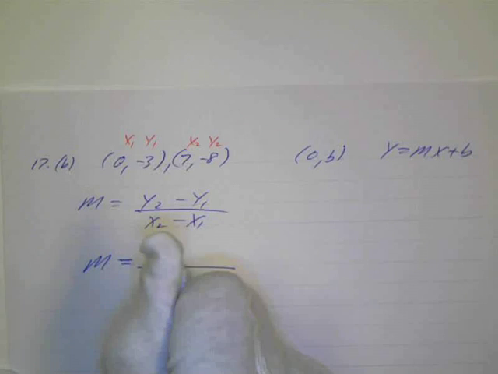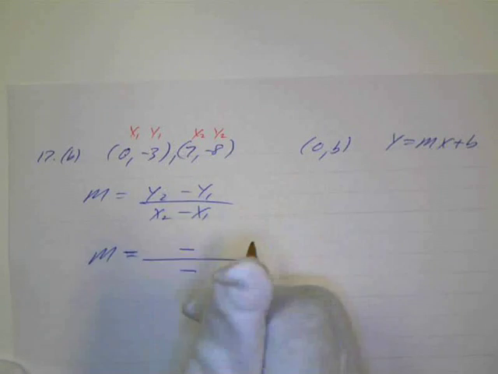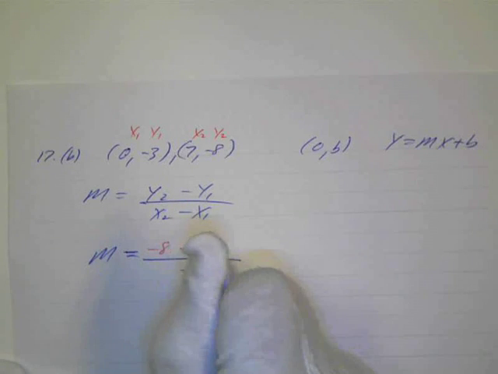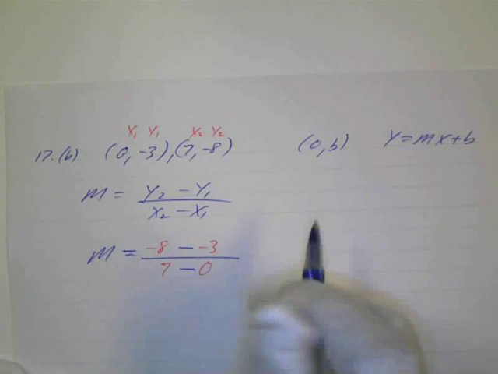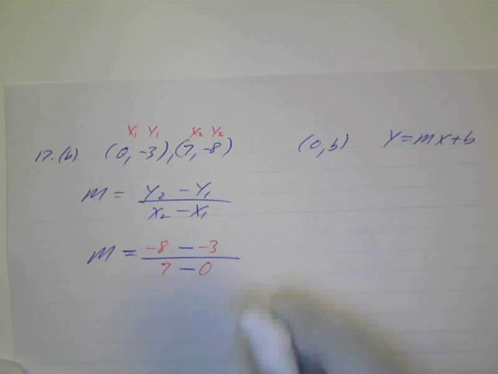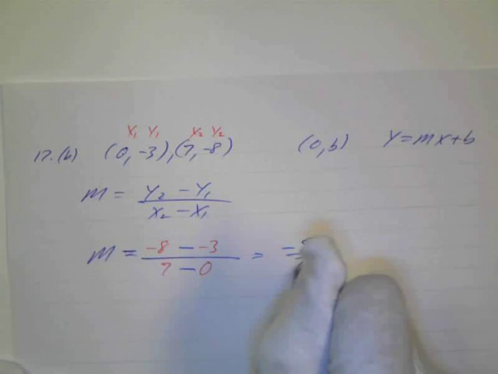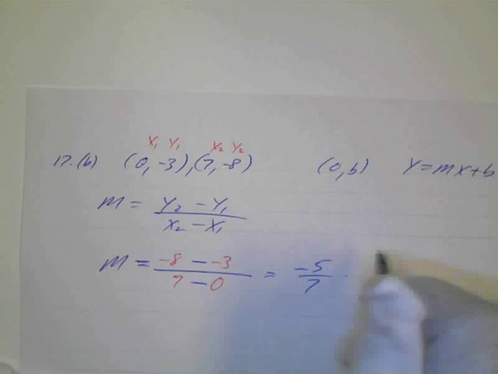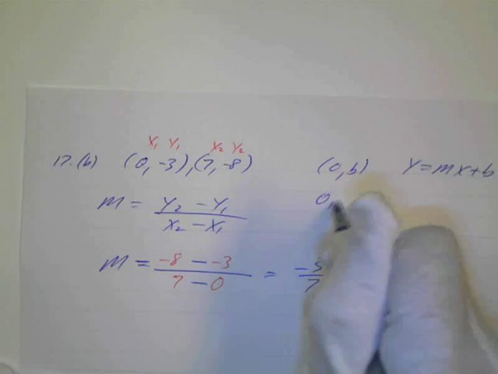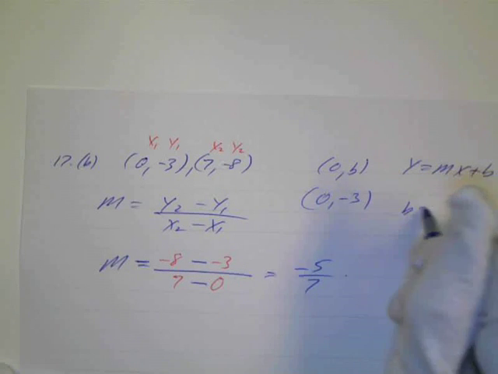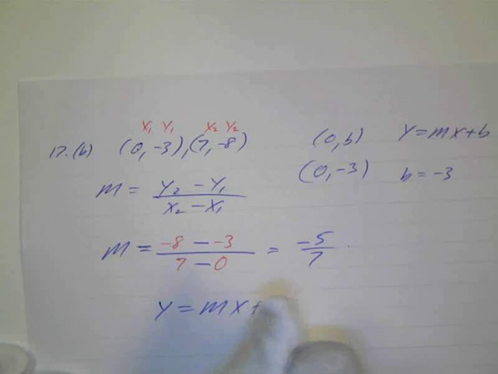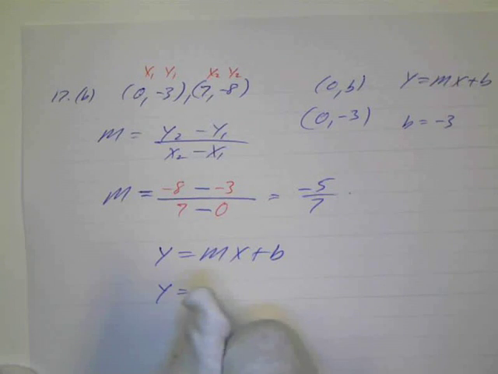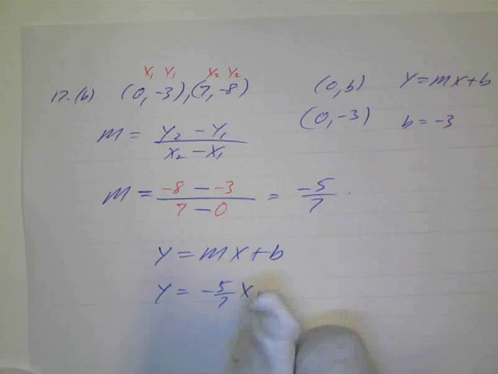Probably your most important formula right here. Y2 is negative 8 and y1 is negative 3. Notice we have negatives in our formula and negatives in our data. Then x2 is 7 and x1 is 0. Negative 8 plus 3 is negative 5, so that equals negative 5 over 7. That's my slope, m. I've got the intercept: this is (0, -3), so b equals negative 3. I can put this in the slope-intercept form, y equals mx plus b: y equals negative 5 over 7 x, and b is negative 3.